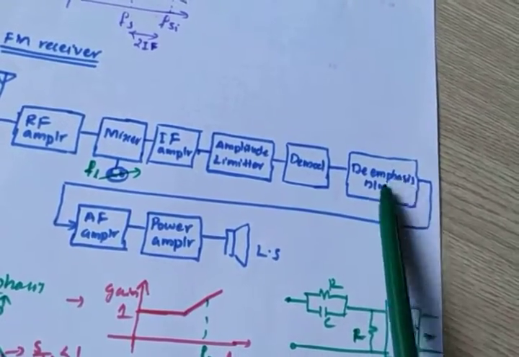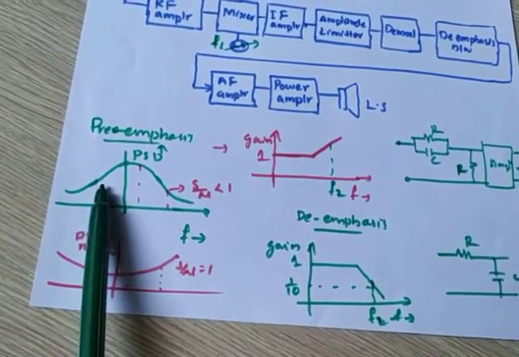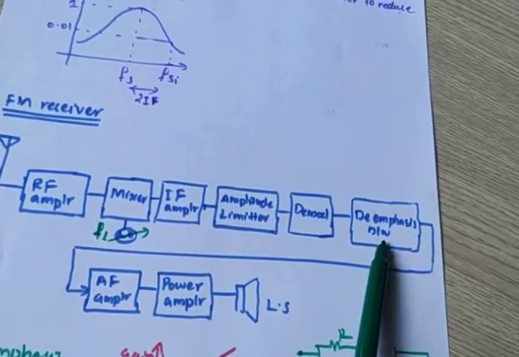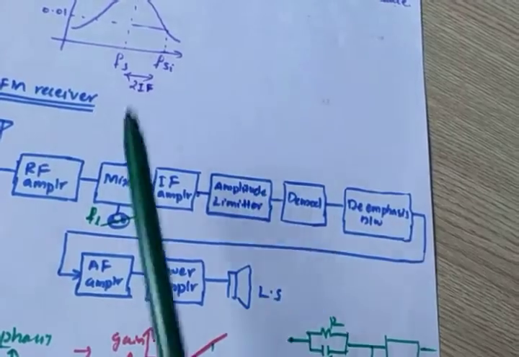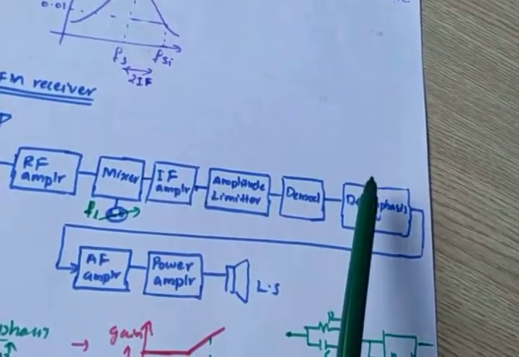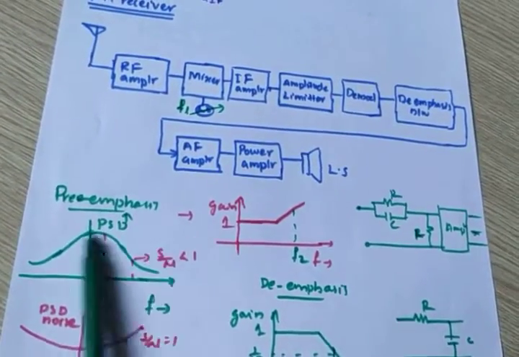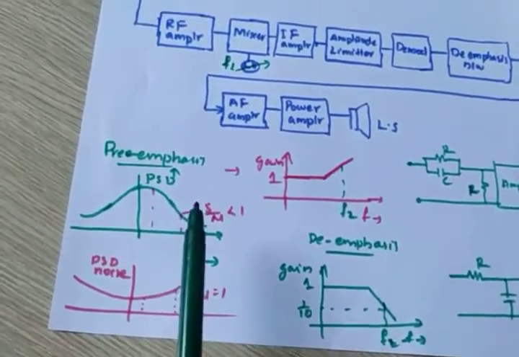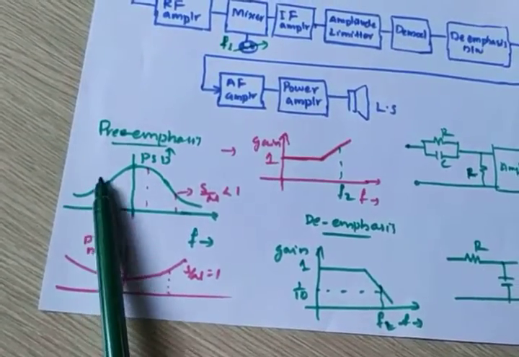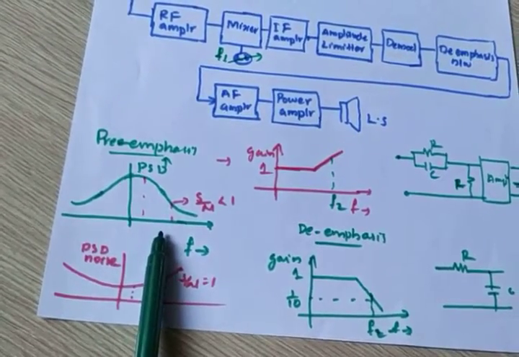Another thing is, what is the use of the de-emphasis network? In the receiver we use de-emphasis, in the transmitter we use pre-emphasis. So we should know what pre-emphasis is, then only we will be able to understand this. Normally in the transmitter section we use a pre-emphasis block or pre-emphasis circuit. So what is pre-emphasis? This is the power spectral density of the transmitted signal which I am transmitting.